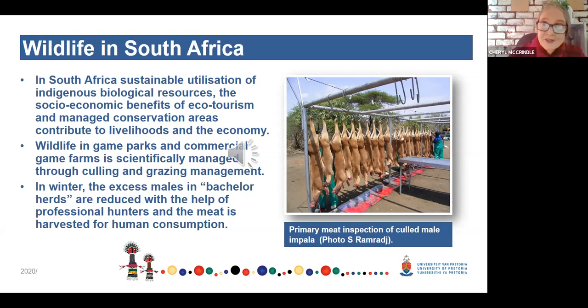I was part of developing primary meat inspection for culled male impala and zebra, because basically we have to hunt these animals out, otherwise there's not enough grazing in the wintertime in our country. And the male herds take over and push the females and their babies off the grazing. So here's a little picture of me doing primary meat inspection with culled male impala, and we also were in line with the international norms for animal welfare of the EU, so that we could utilize these animals locally and also export the meat.